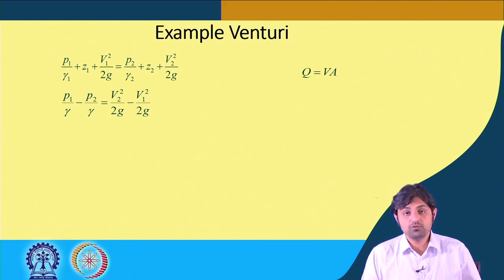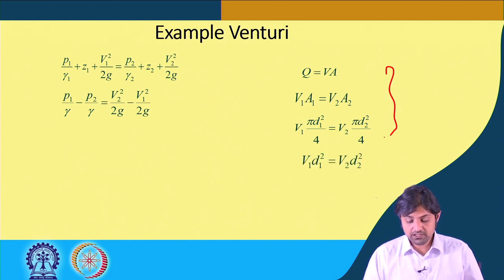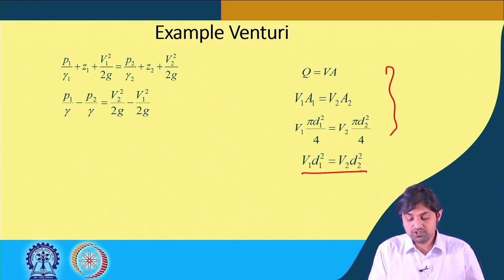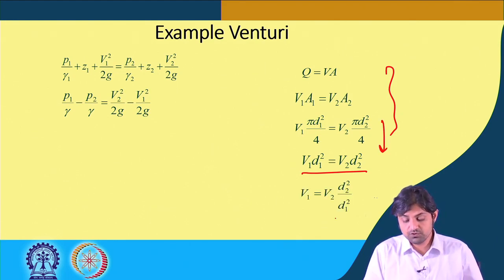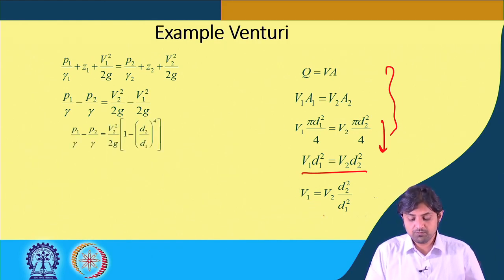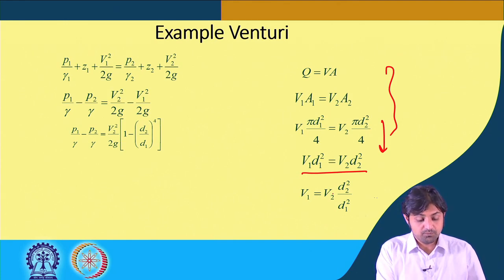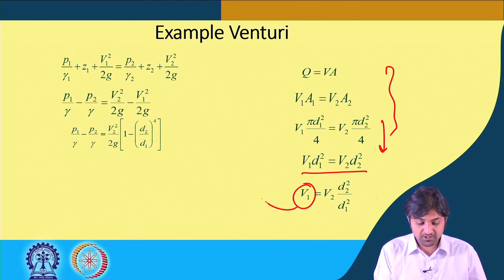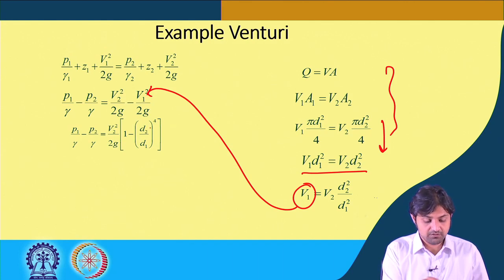And Q is equal to velocity into area. V1 A1 is equal to V2 A2. So, V1 pi D1 square by 4 is equal to V2 pi D2 square by 4, alright. So, V1 D1 square is equal to V2 D2 square, just continuing with this. So, V1 will be equal to V2 D2 square by D1 square. Normally, we know D1 and D2. So, there is a relationship obtained between V1 and V2. So, putting V1 in terms of V2, instead of V1 obtained from here, we can put here, and therefore, we can get this equation here.